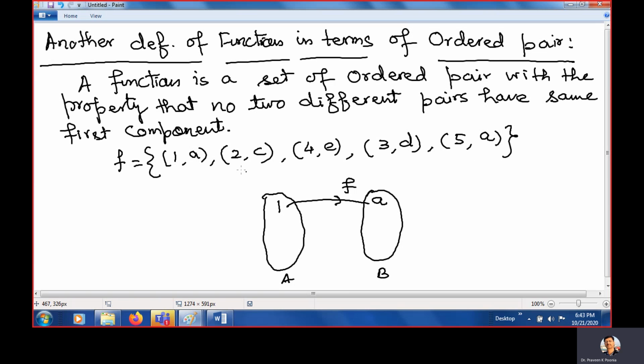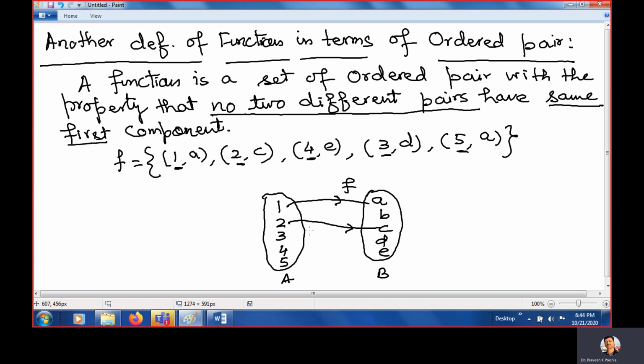Clear? So what is he saying? He's saying that it is a function if no two different pairs, meaning if you choose two different pairs, they should not have the same first component. Look, 1, 2, 4, 3, 5. Because all first components are different, this is a function. This can be written as in the previous form: 1, 2, 3, 4, 5 and A, B, C, D, E. If we write all these things, then 2 is related with C, 3 is related with D, 4 is related with E, and 5 is related with A. Because B is not defined here, we will not consider B.